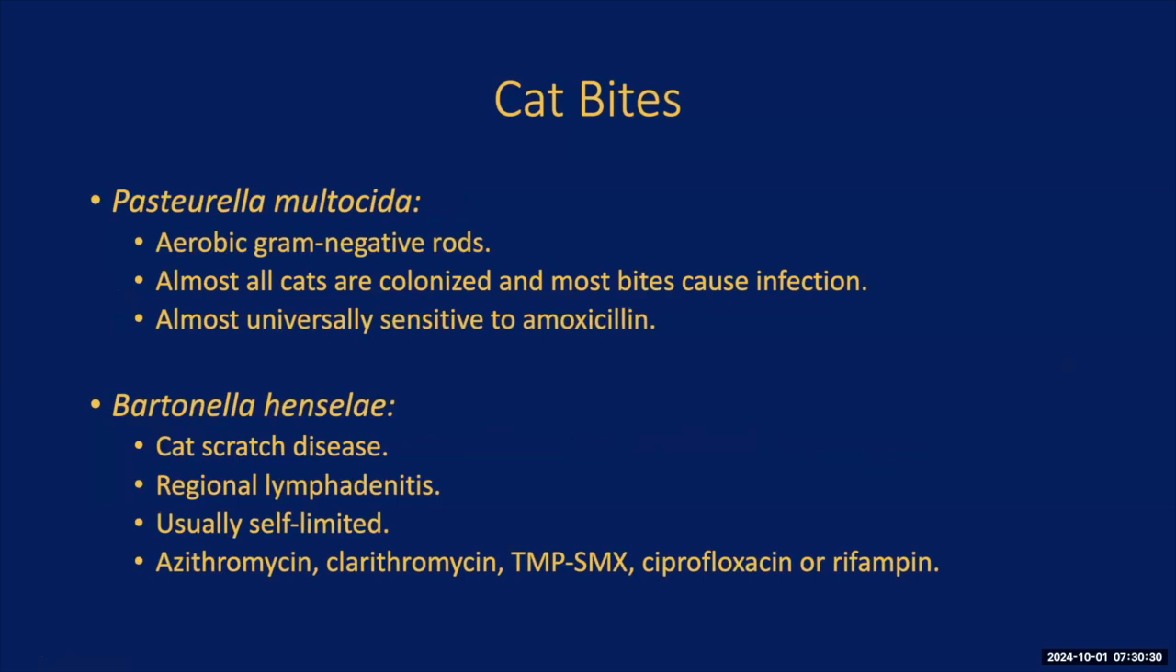So there's a couple of organisms that are typically associated and unique to cat bites. And these are Pasteurella multocida as well as Bartonella henselae. So Pasteurella multocida is an aerobic gram-negative rod, and almost all cats are colonized with these, and almost all of these bites cause infection, and hence these people need to be treated. Even if you initially do not see signs of infection, it is imperative to give them antibiotics to begin with.